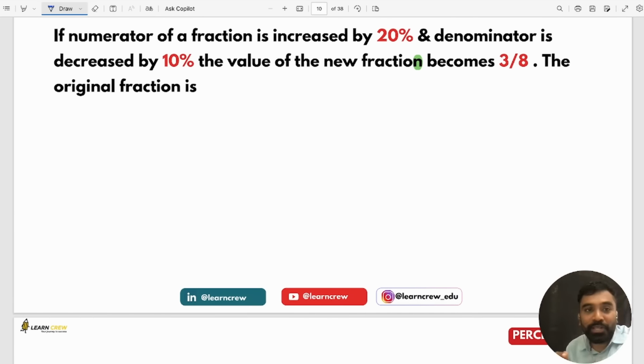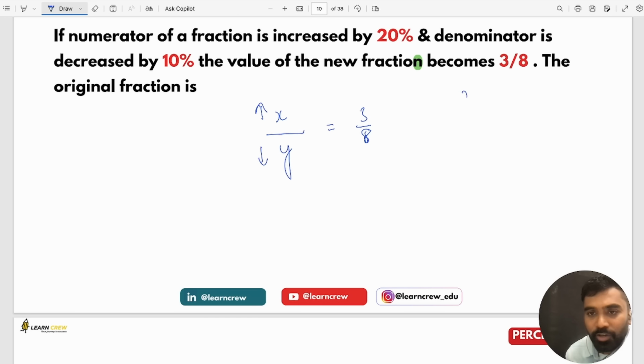Next question. If the numerator of a fraction is increased by 20% and the denominator is decreased by 10%, the value of the fraction becomes 3/8. What is the original fraction? So what happens to the numerator and denominator? It is increased and decreased. There is some numerator, some denominator. This is increased, this is decreased, and because of that the value becomes 3/8. Yes, this is the question they asked.